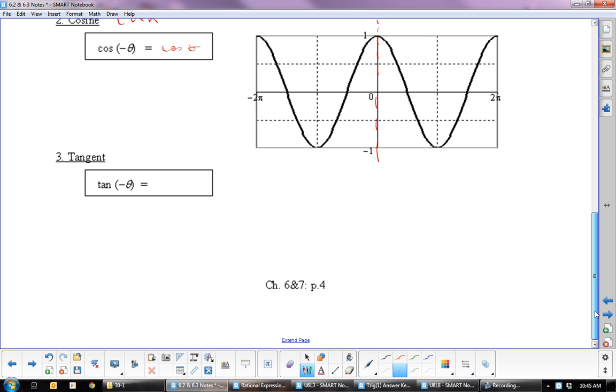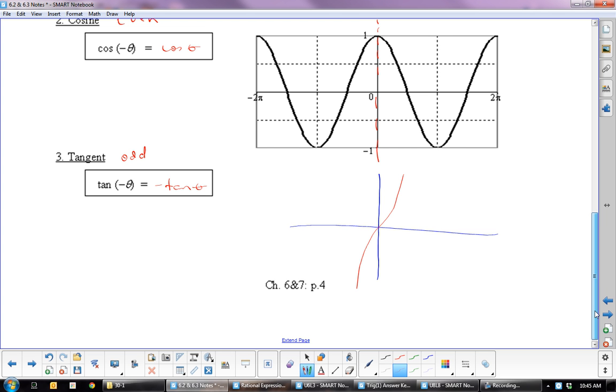Okay, tangent. Do you guys have a tangent graph? No. Okay, that one's pretty easy to draw. It just looks like this. So that would be odd as well. So tan negative theta equals negative tan theta. And these are all on the negative angle identities right there. Again, you don't have to memorize them, but I think it's good to see why they are, because we did even and odd functions in the last unit, and it just carries on the same thinking.